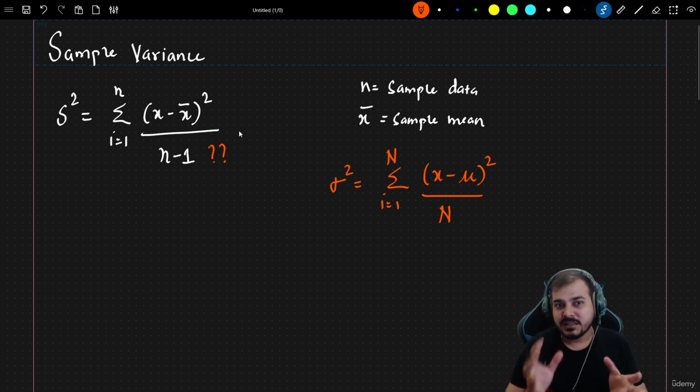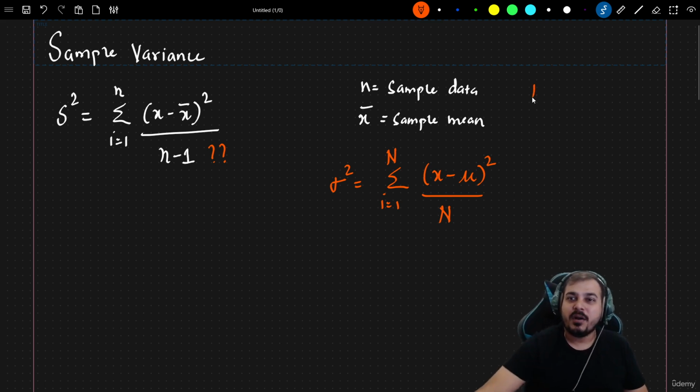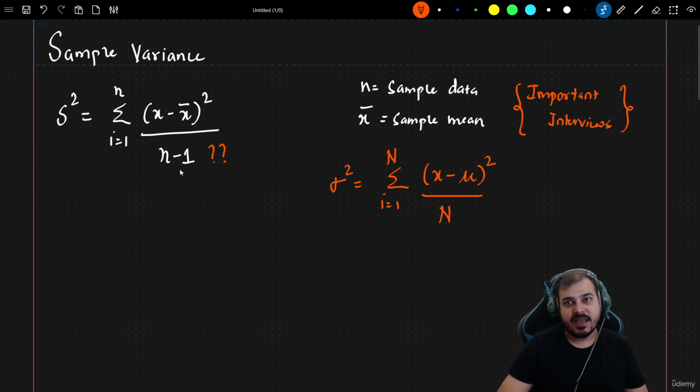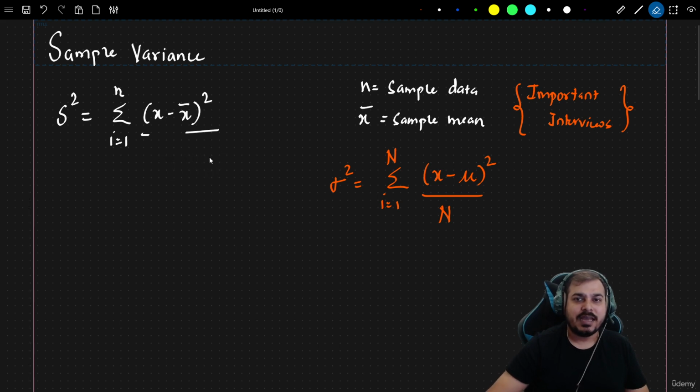So we'll try to understand the reason why we are discussing this, because this is a very important interview question. I've seen many people getting this particular interview question in their interviews. So we're going to understand why we have to divide the sample variance by n minus 1. For right now, let's consider that I'm using small n over here instead of n minus 1.